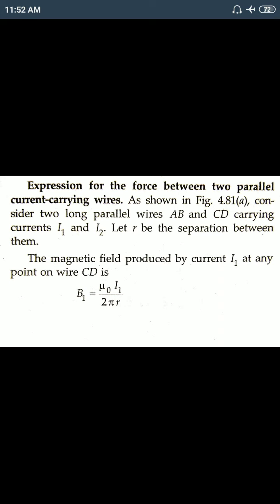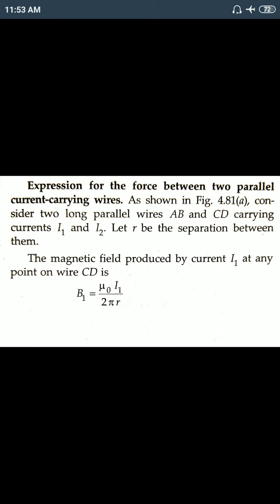It was first discovered by Ampere. This force between two parallel current carrying wires was first observed by the scientist Ampere in 1820. Two parallel straight conductors carrying currents in the same direction attract each other, and those carrying current in opposite directions repel each other. So you have to remember that same direction currents attract each other, opposite direction currents repel each other. How can we derive this one?